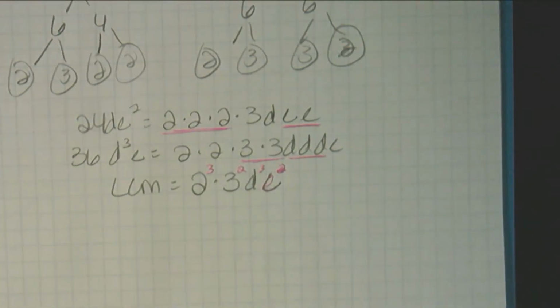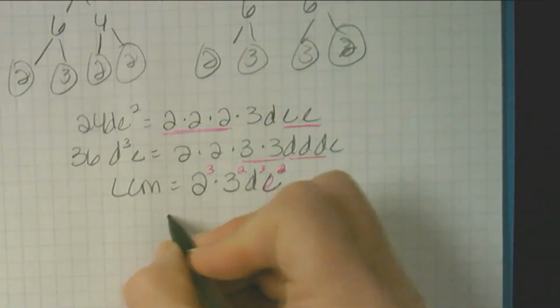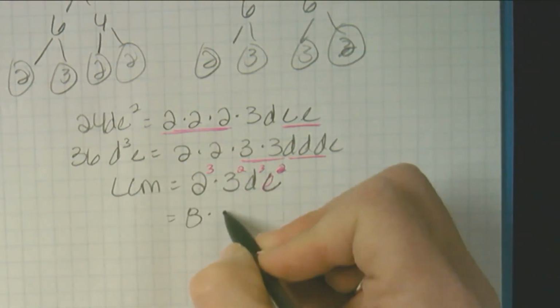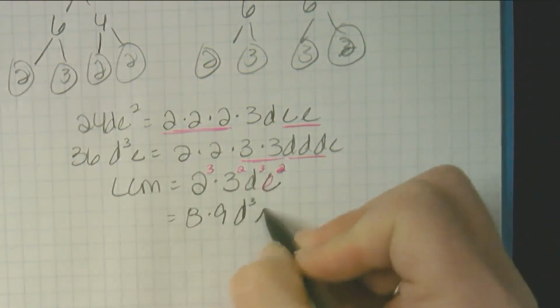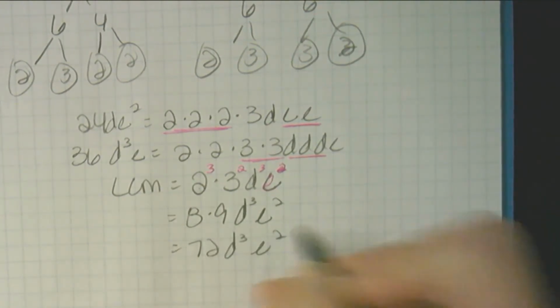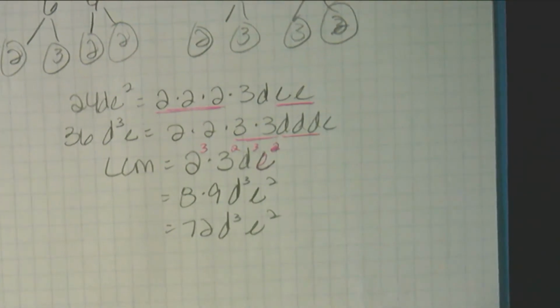Are you cool with that? Okay, so 2 cubed, 2 times 2 is 4 times 2 is 8, 9 squared is 9, D cubed E squared, so this is going to be 72 D cubed E squared. Does that help you? Yes.